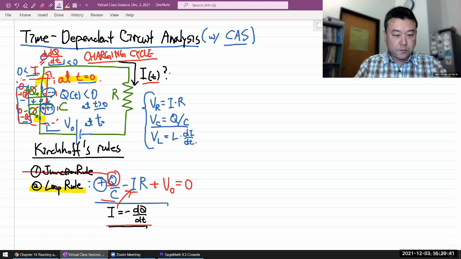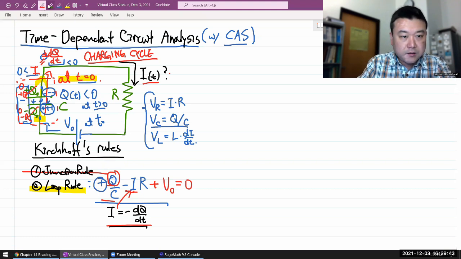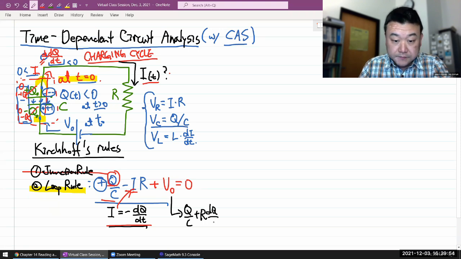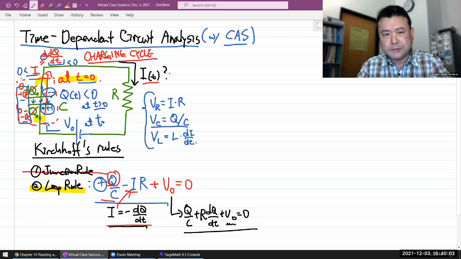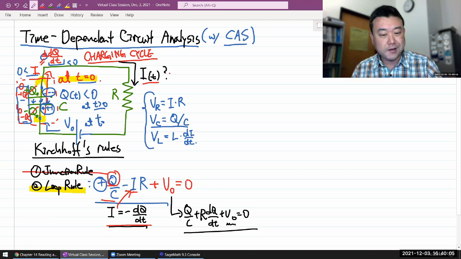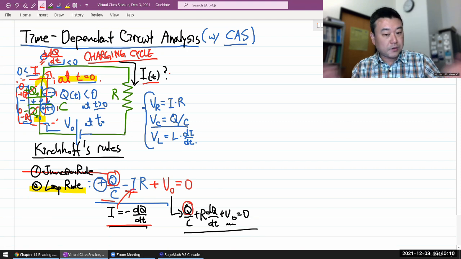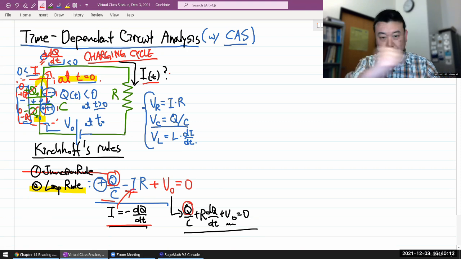And okay, so with that, let me just plug in all the things, and I end up with Q over C, plus R dQ/dt, plus V naught is equal to 0. So that's my differential equation. The voltage of the battery should be known somehow, and then I have one unknown Q function in terms of all the other known things, so I should be able to solve it.